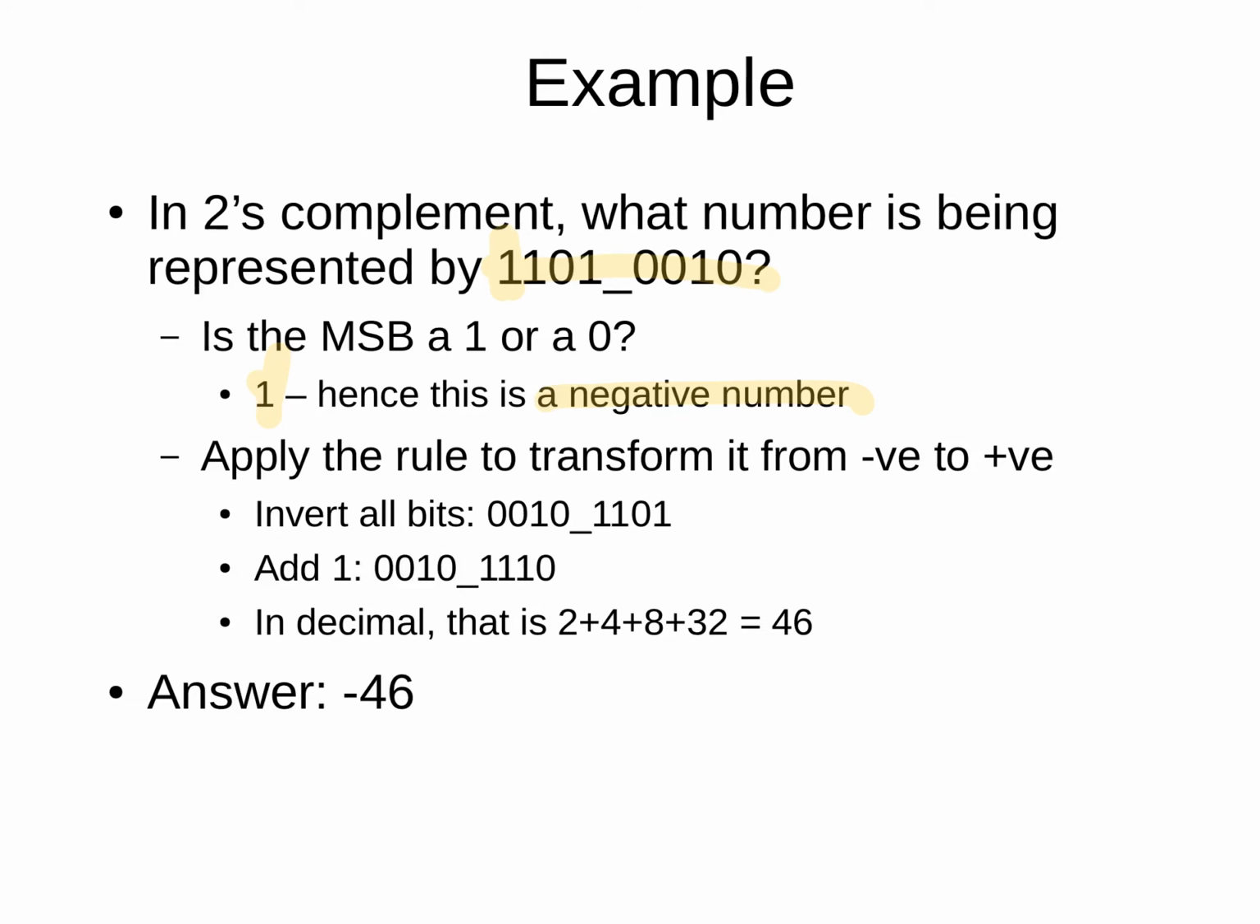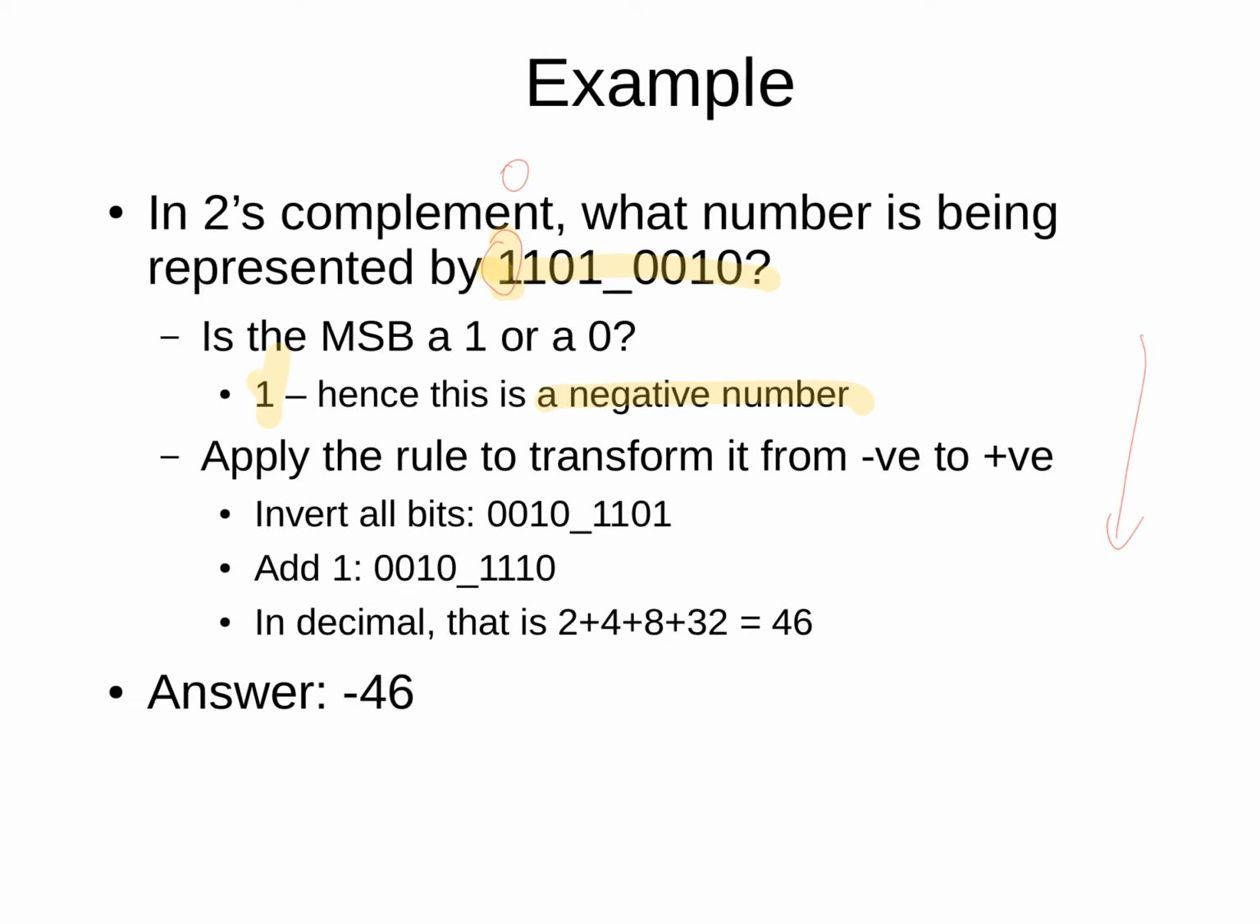I should say, if we had a number that started with a 0, then we know it represents a positive number and we just convert it normally. That's just a simple binary to decimal conversion, nothing else there. The only issue is if the most significant bit is a 1. Then we first apply our rule to get the corresponding positive number, then we convert that number normally into decimal, and then we add a negative sign.